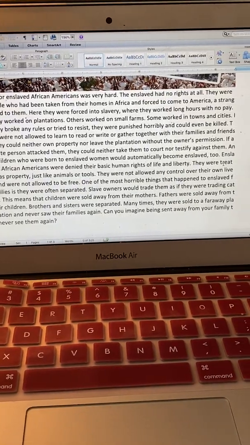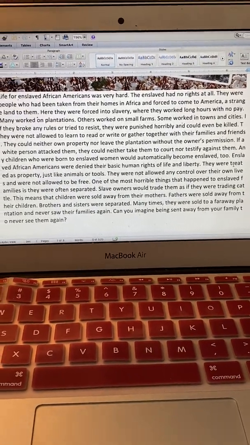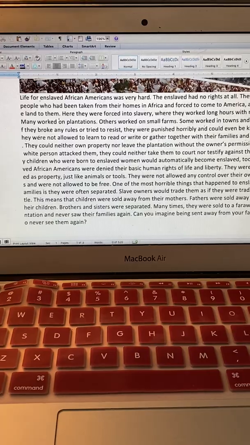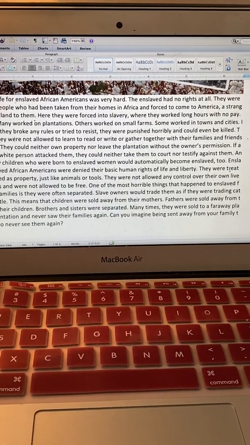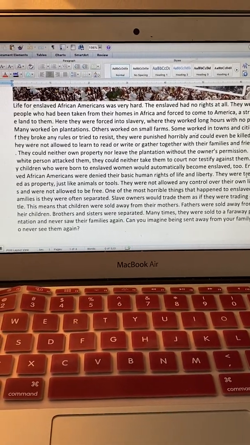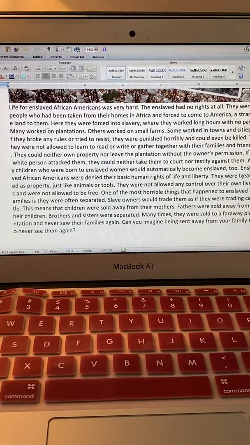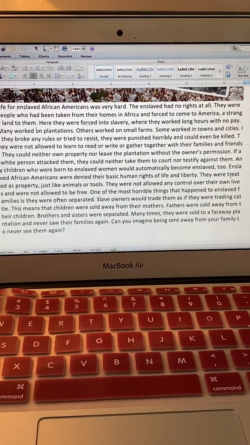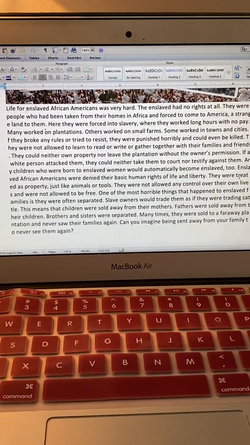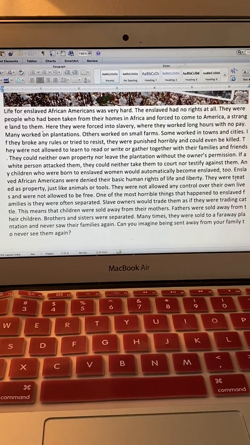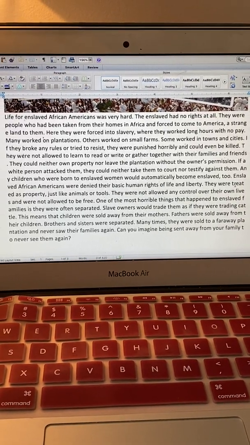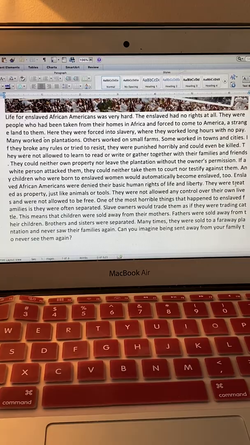The enslaved had no rights at all. They were people who had been taken from their homes in Africa and forced to come into America, a strange land to them. Here they were forced into slavery where they worked long hours with no pay. Many worked on plantations, others worked on small farms. Some worked in towns and cities.